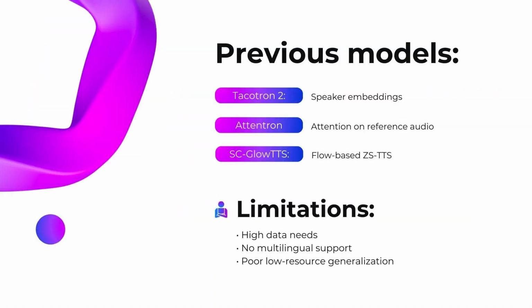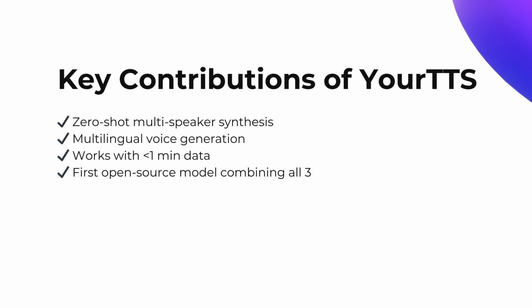Now we aren't the first to tackle this. Previous models have made great progress. For example, Tacotron 2 used speaker embedding to create different voices, Attentron used attention mechanism to focus on vocal style, and SC-Glow-TTS introduced a flow-based model for efficient zero-shot synthesis. However, they all share common limitations. They require huge amount of data and large number of speakers for training, which makes them impractical for low resource languages. They don't support multi-language in a single model, and there's often a noticeable drop in quality for speakers the model wasn't trained on. This brings us to our solution, Your TTS.